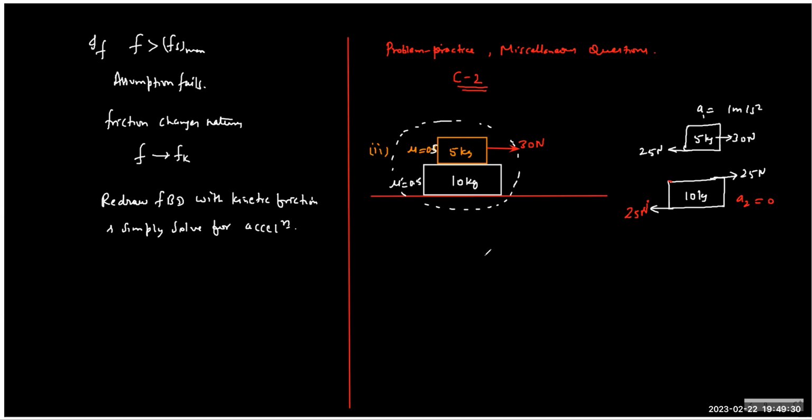Got the answer? Sir, on the fourth. So in case one, because there is no friction between the blocks, the motion of the 5 kg will never affect the 10 kg. It will remain at rest. So you can see the answer. The 10 kg will be 0 and the 5 kg will be 3 meter per second square, right?